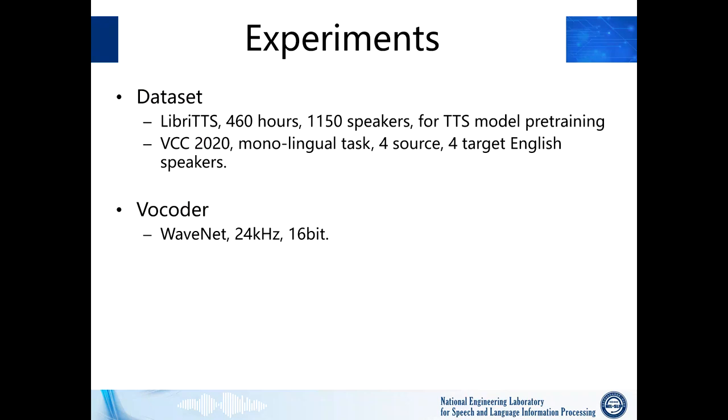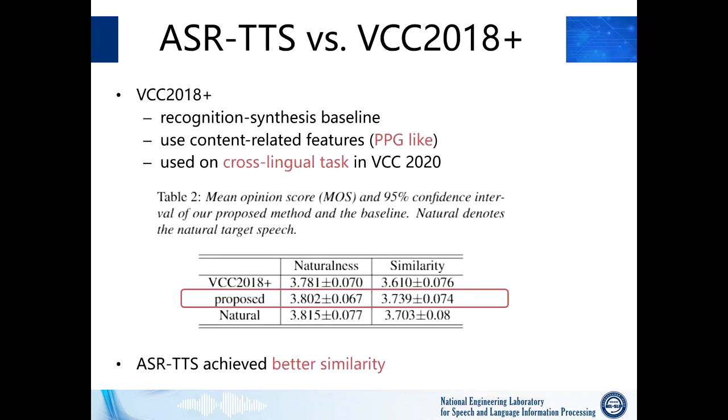This is the configuration of our experiment. We compare our method with a PPG baseline, which we denote as VCC 2018 plus. It uses PPG-like features as intermediate representation and was used in the cross-lingual task in the Voice Conversion Challenge 2020. From this result, we can see that the proposed method achieved better similarity and close naturalness, slightly better naturalness compared to the PPG baseline.